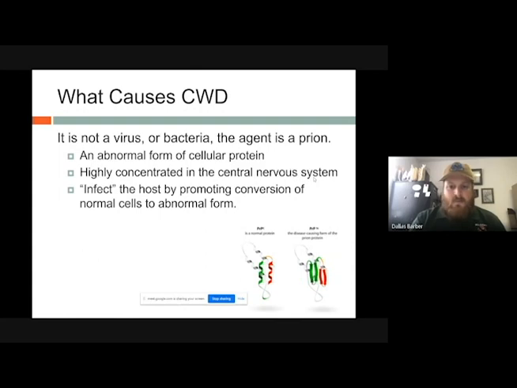It's just when you develop, in this case, chronic wasting disease, that prion misfolds, and it convinces other prion proteins that they too should misfold. So that's kind of how it spreads throughout the body and develops.